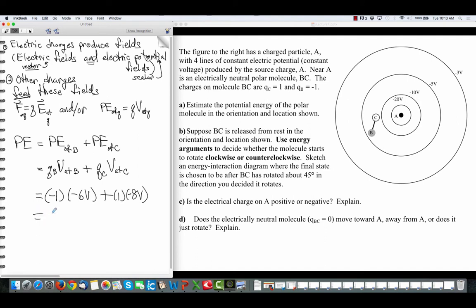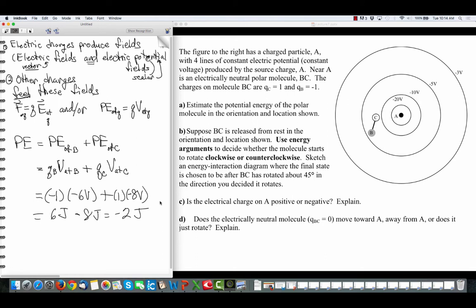So what do you get here? You get 6. I don't know what the units of that are. I'm going to pretend it's coulombs, and I'll write 6 joules. I don't know that it's joules because it doesn't say here, but I'm going to pretend it's coulombs, and then that would be joules. Minus 8 joules, minus 2 joules for the total potential energy.